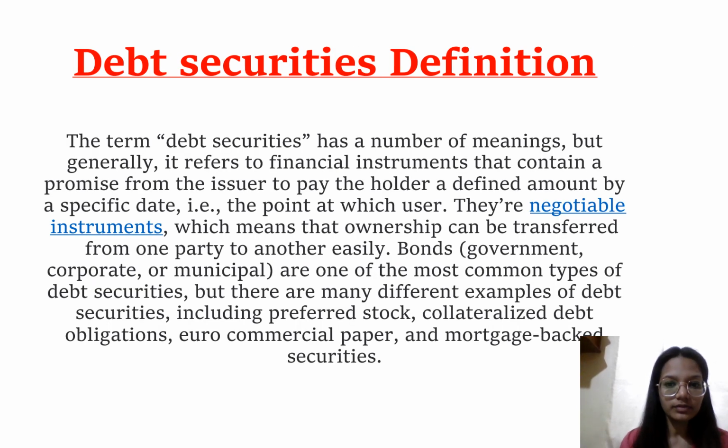Debt securities definition. The term debt securities has a number of meanings, but generally it refers to financial instruments that contain a promise from the issuer to pay the holder a defined amount by a specific date. They are negotiable instruments, which means that ownership can be transferred from one party to another easily. Bonds, corporate and municipal, are one of the most common types of debt securities, but there are many different examples of debt securities. These include preferred stock, collateralized debt obligations, euro commercial paper and mortgage-backed securities.